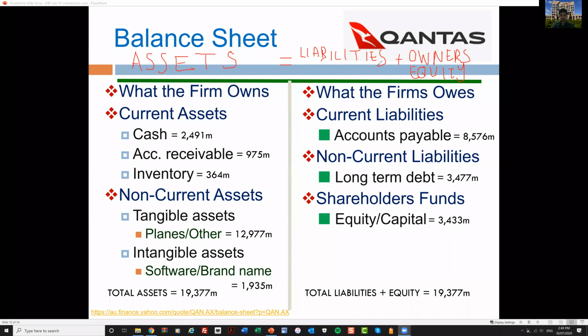So just remember, current assets and current liabilities are anything with a term of less than 1 year. Non-current assets and non-current liabilities are anything with a term of greater than 1 year. And in terms of Qantas, it turns out that it has a lot of cash on hand, which is good.